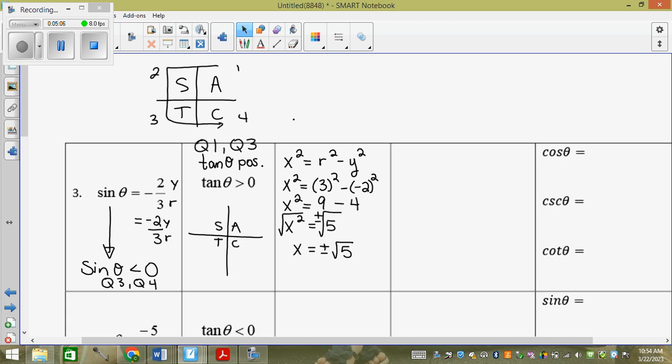Where's my overlap, guys? 3. You see that? This one's good in quadrants 3 and 4. This one's good in quadrants 1 and 3. So where are they both good? Quadrant 3. So it would technically be here. What's my x there? My x is negative in quadrant 3, is it not?